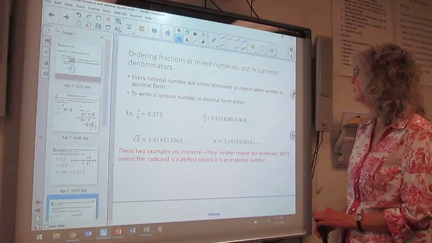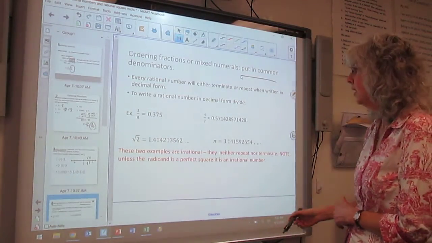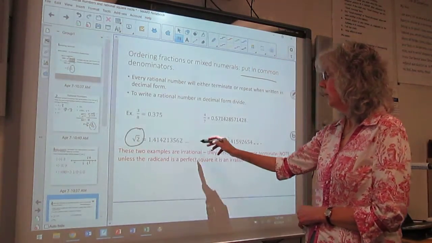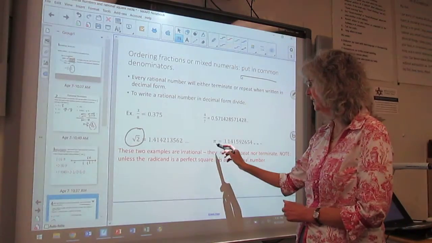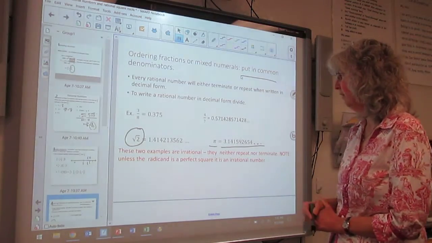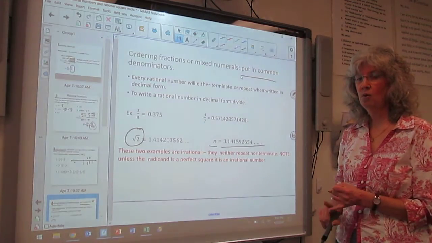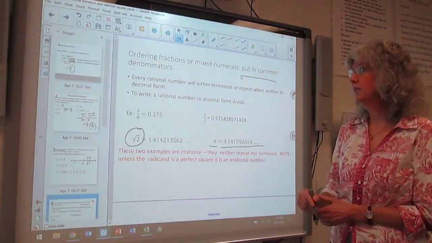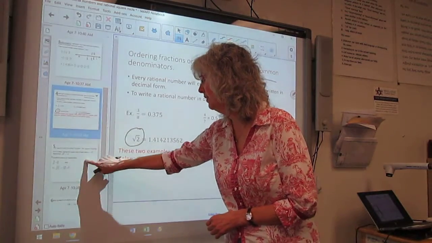If we need to order fractions or mixed numerals, we need to put them in common denominators. That's pretty basic. Or you can put them into decimal form. What I want to point out on this slide is that the square root of 2 is not a rational number. It goes on forever with no repeat. Pi, same thing. It goes on forever with no repeating pattern. These are two examples of irrational numbers. They don't repeat and they don't terminate. All decimals that either repeat or terminate are rational numbers. You can always put them in the form of a over b. And that's very important because we often want to deal with exact numbers, not rounded or estimated.